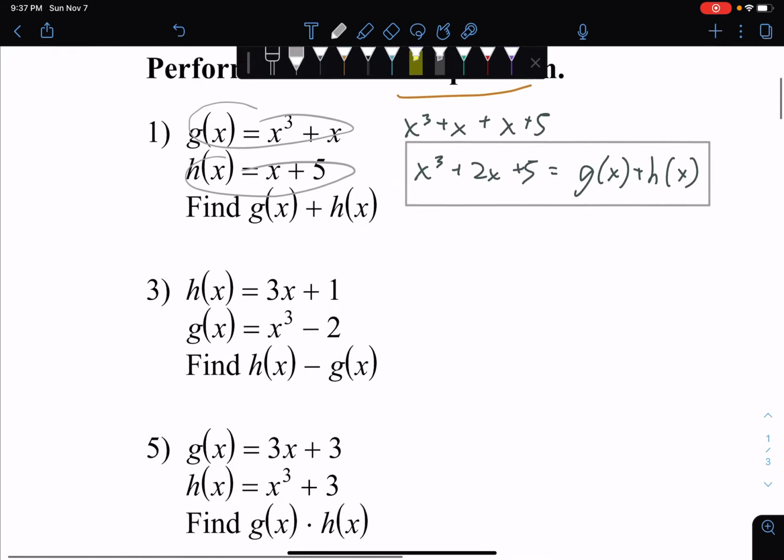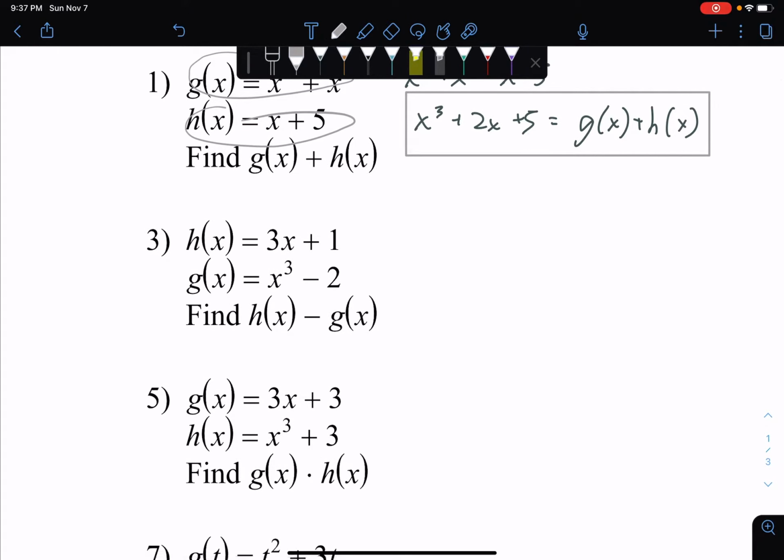Alright, let's move to number 3. Again, we don't know what x is in constant form, so we continue minus g of x, which is x cubed minus 2. Now, simplify. So negative x cubed plus 3x and plus 1 and plus 2. So 1 plus 2 is 3. So we place plus 3 there, and that is our answer.